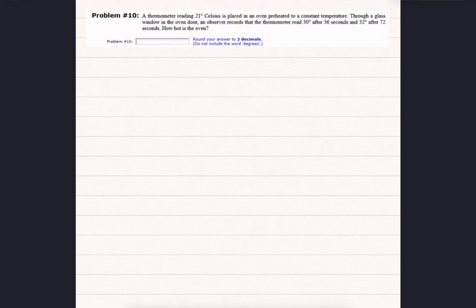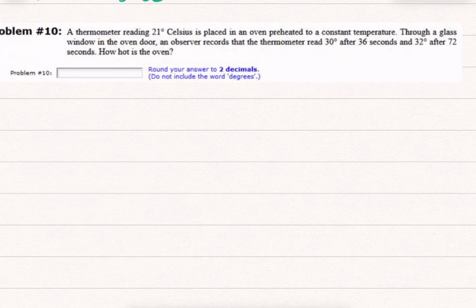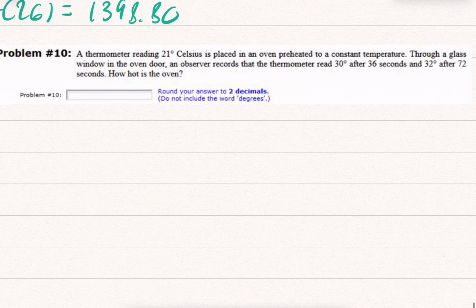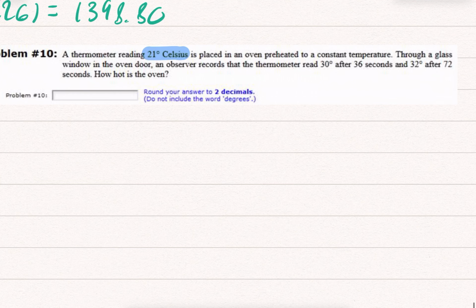Alright, so let me get to the other page. Read the question carefully. Initially, reading 21 degrees. Preheated to a constant temperature. A glass window, blah, blah, blah. 30 degrees after 36 seconds. 32 degrees after 72 seconds. How hot is the oven?